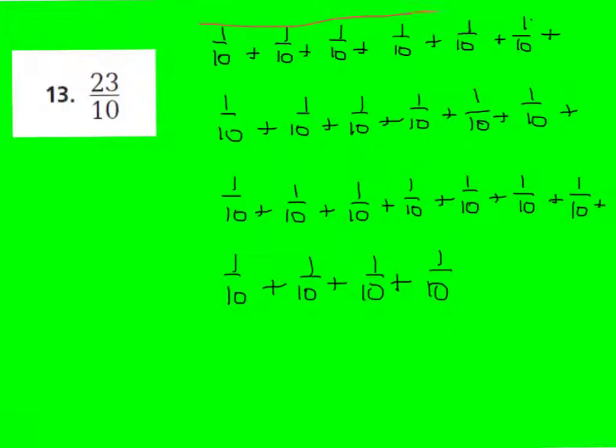1, 2, 3, 4, 5, 6, 7, 8, 9, 10/10. Let's double check and make sure I counted correctly. 1, 2, 3, 4, 5, 6, 7, 8, 9, 10. Absolutely. That's 10/10, so that equals 1 whole. So now let's try to create another whole by counting up 10/10 again.